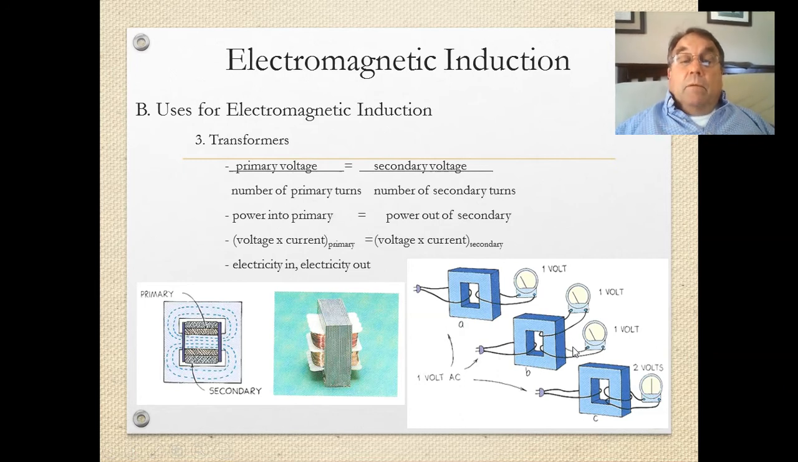Okay. Now, law of conservation of energy. You can't actually get an increased output over input. Power is the product of voltage and current. So the voltage times current on the primary side equals the voltage times the current on the secondary side. So if the voltage goes up, then the current goes down.